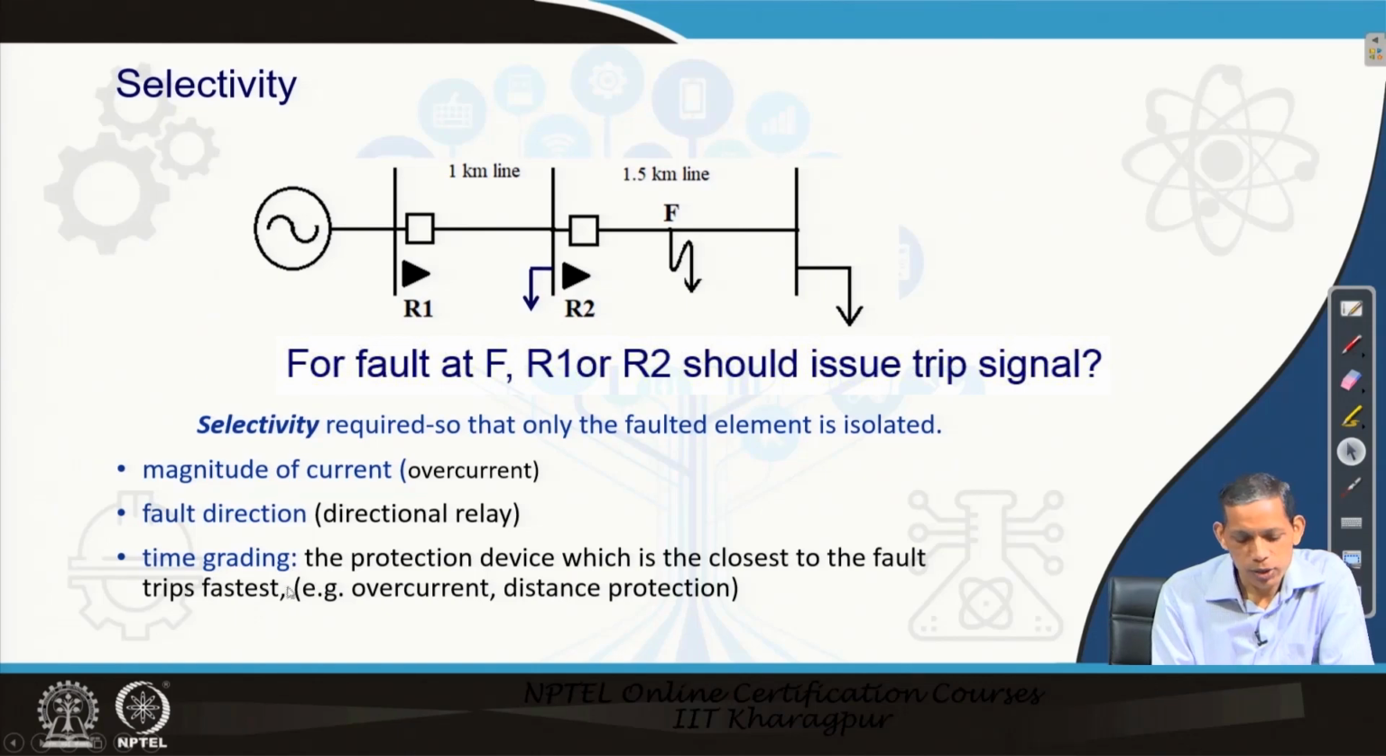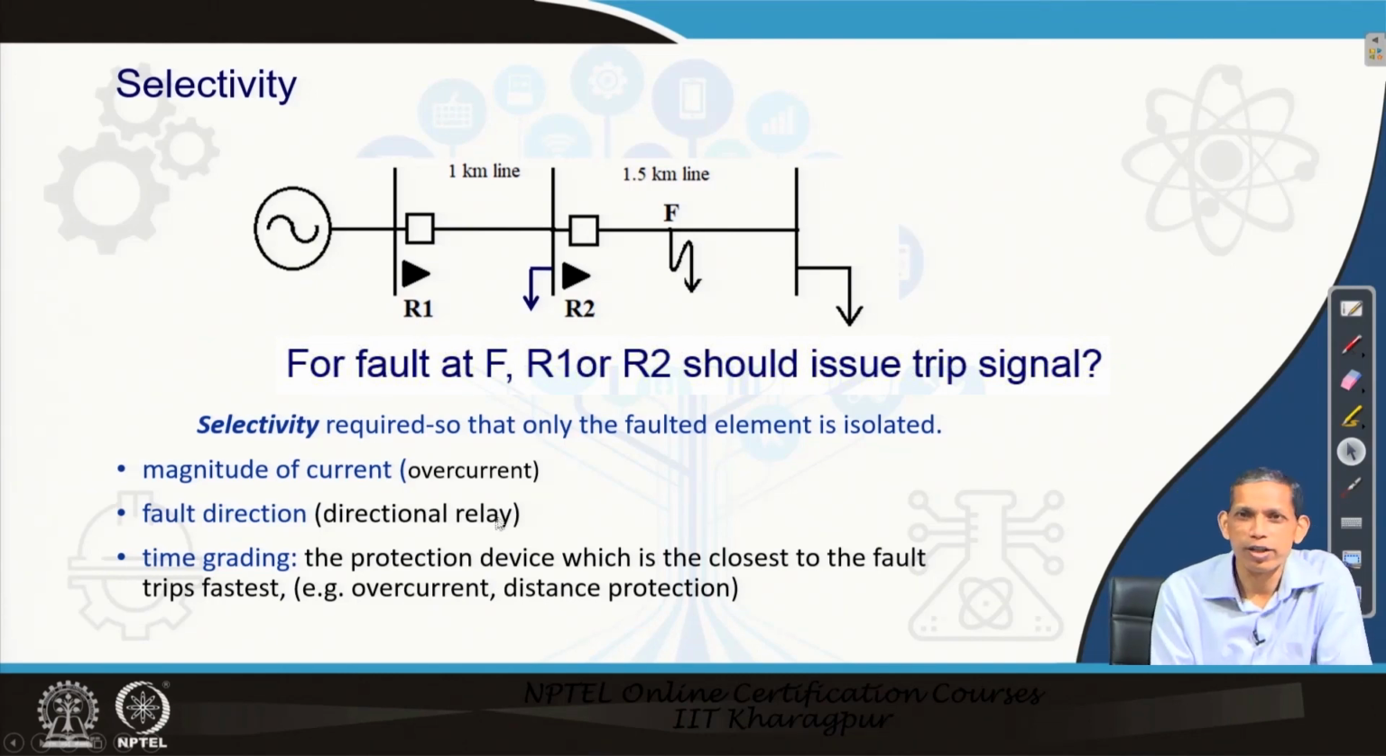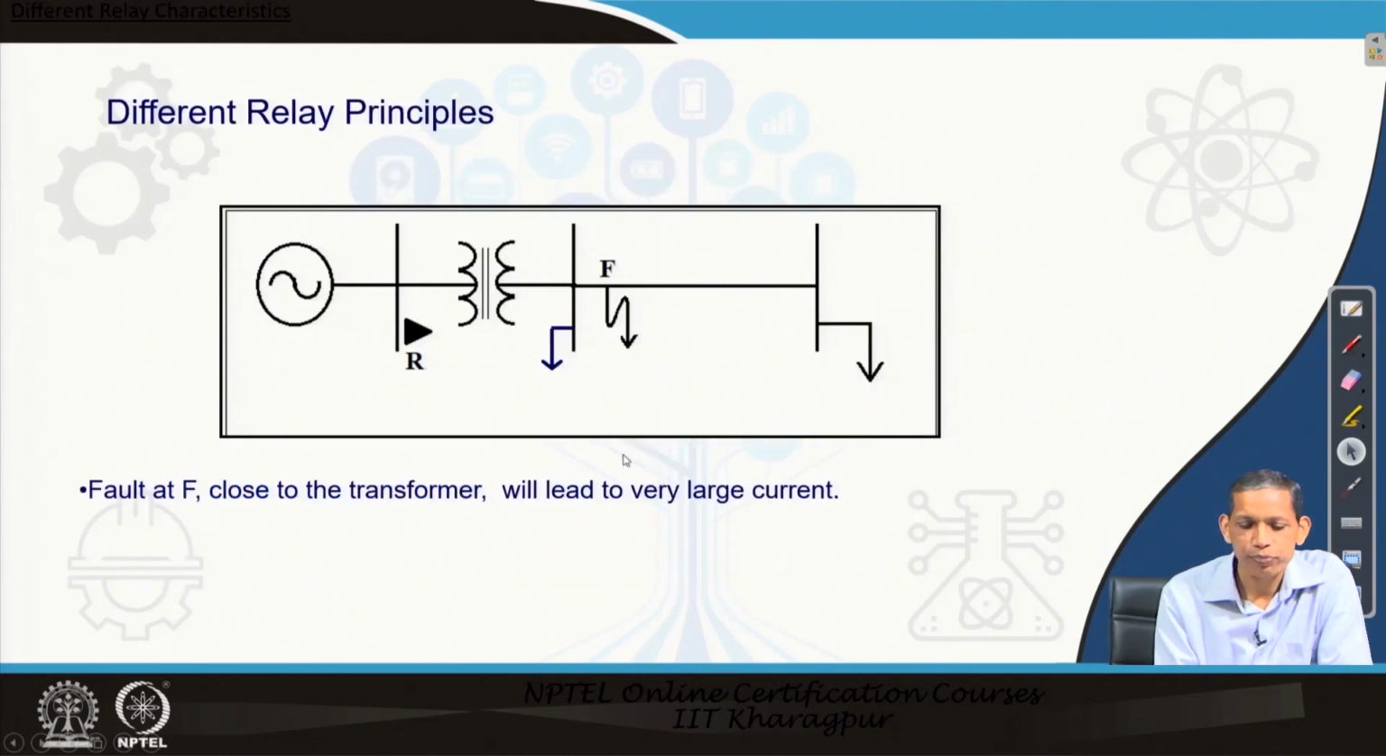There is another option also, time grading, in the case of the overcurrent principle, so that the relay R2 for this fault should act fast as compared to the relay R1. So, you can have the time grading principle embedded into the relay process, and then you can have better selectivity solutions in that perspective.